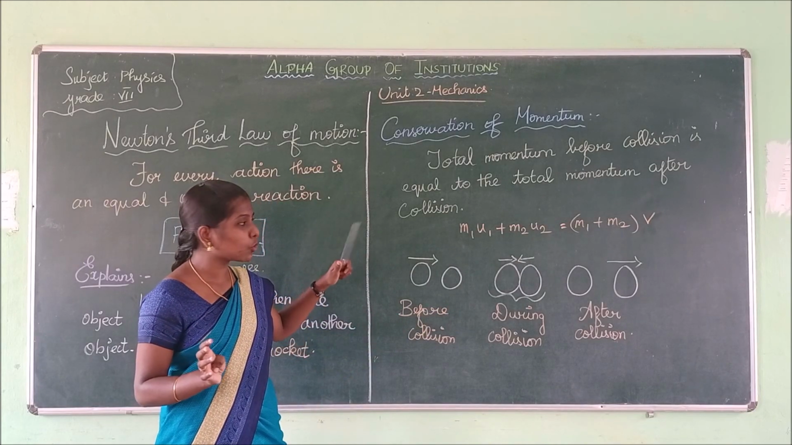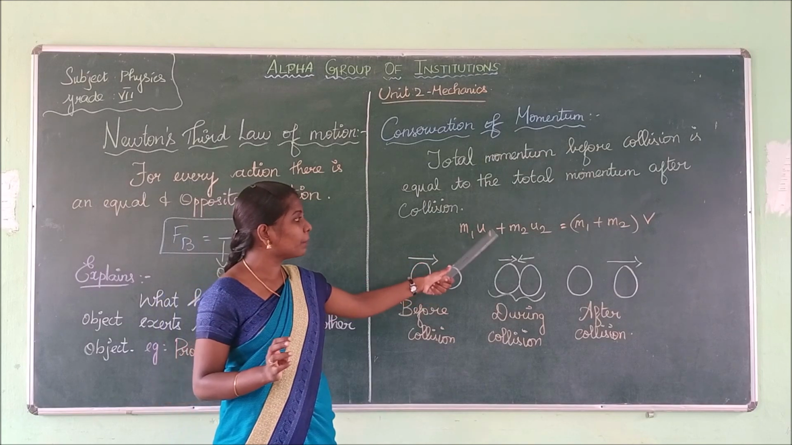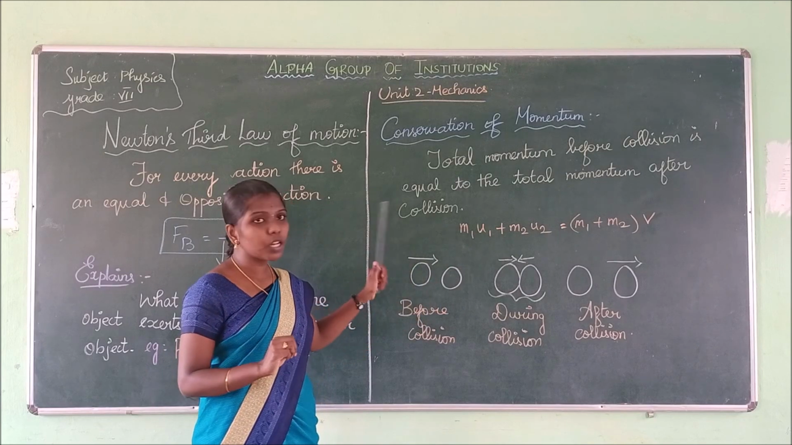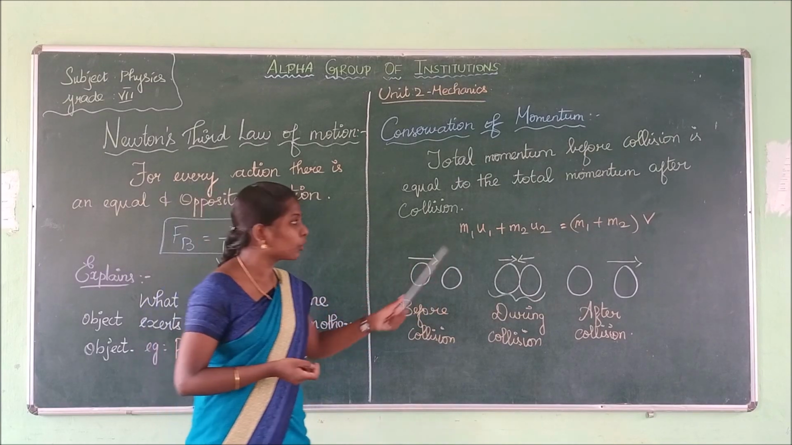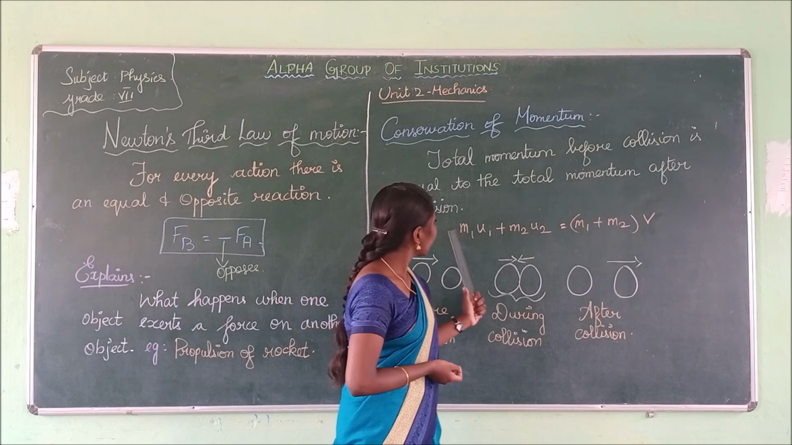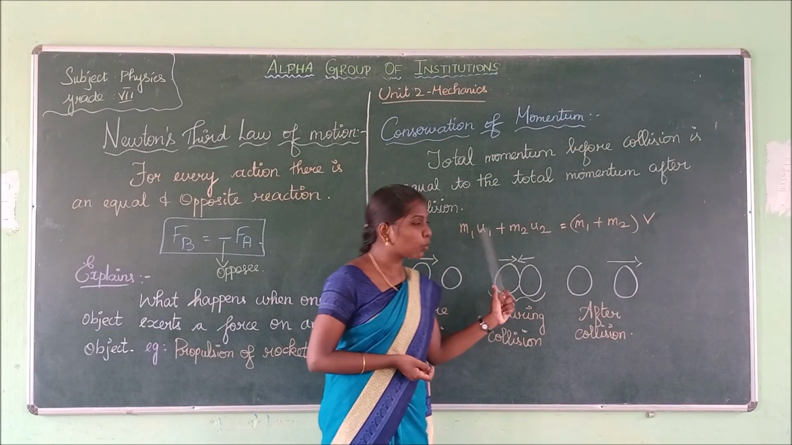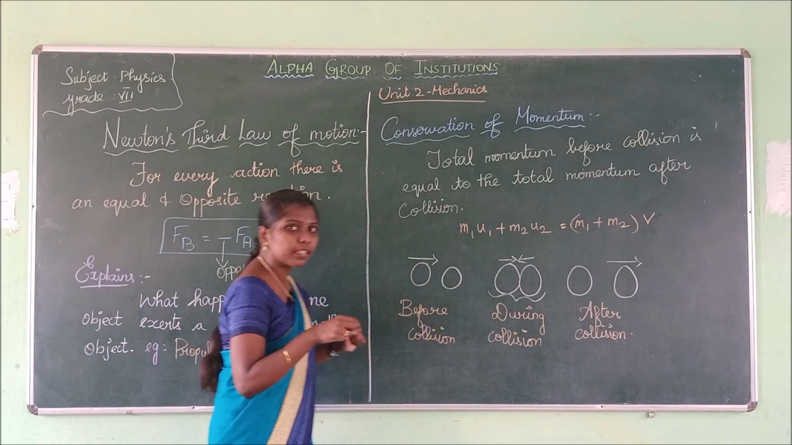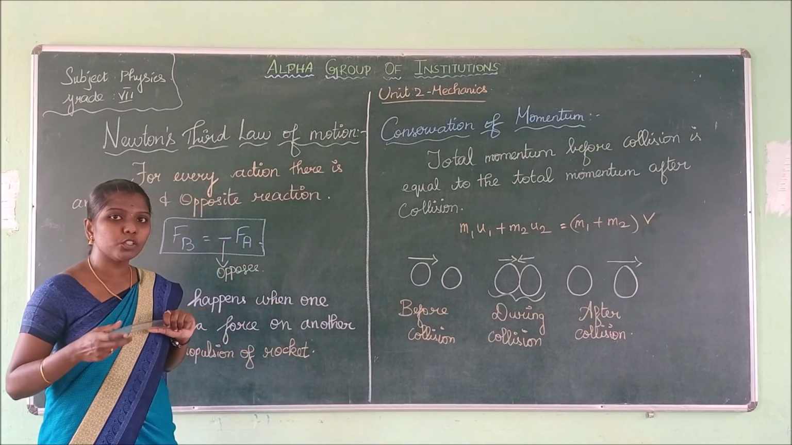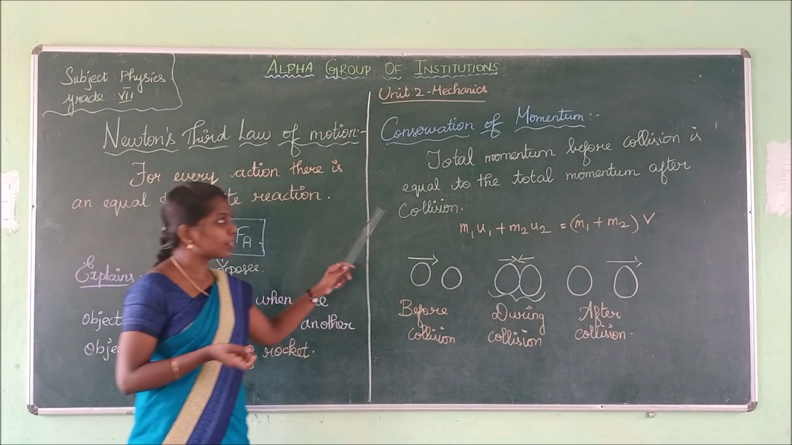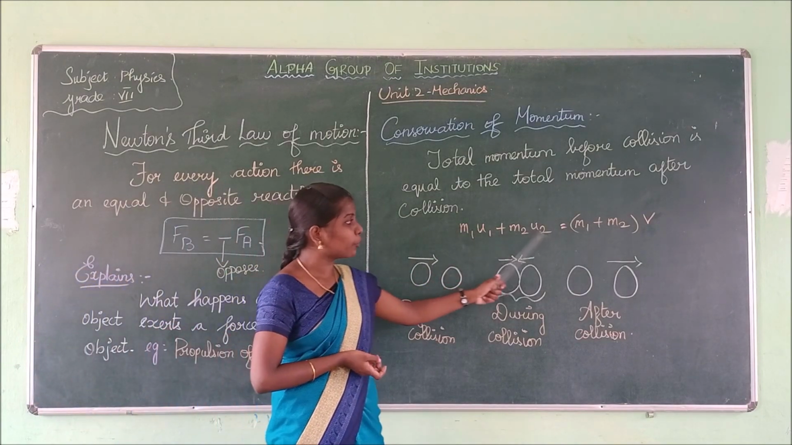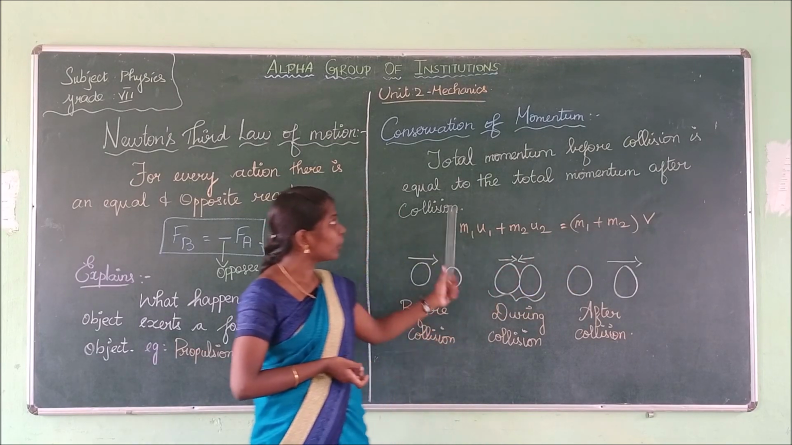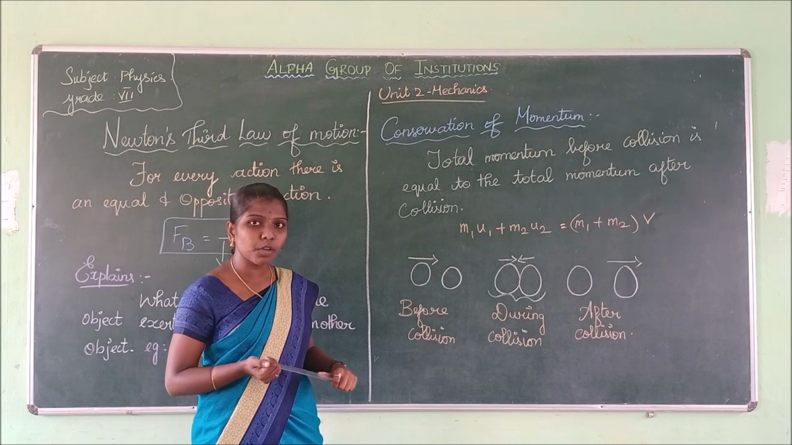The formula for conservation of momentum is m1 u1 plus m2 u2 is equal to m1 v1 plus m2 v2. Total momentum before collision is equal to the total momentum after collision. Here m represents mass, and u1 is the initial velocity. This is the formula to calculate the law of conservation of momentum.